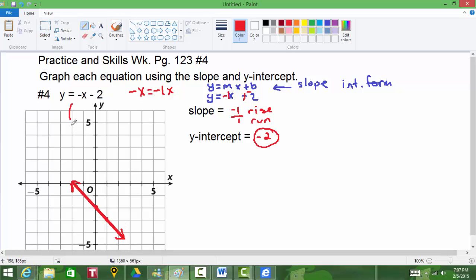And just remember that this line is represented by the equation y equals negative x minus 2. And our y-intercept is negative 2. And our slope simplified is going to be the negative 1.